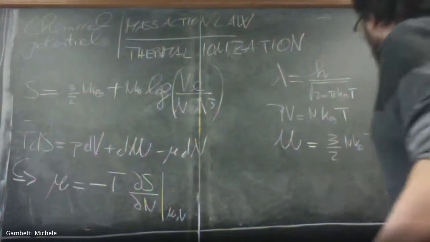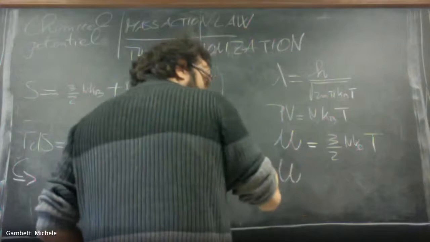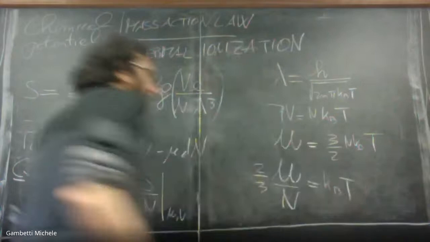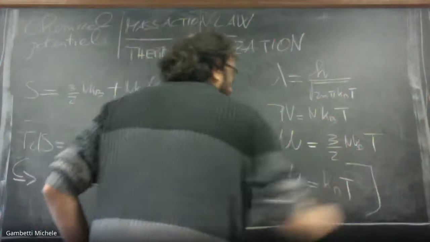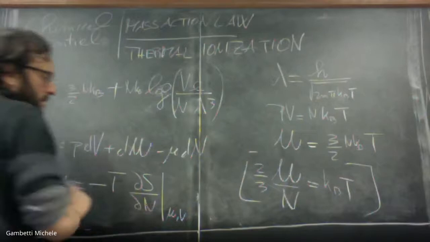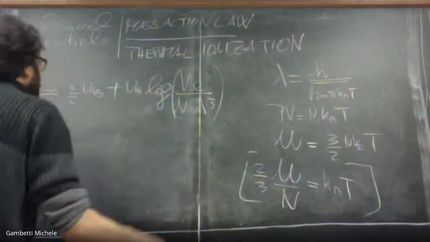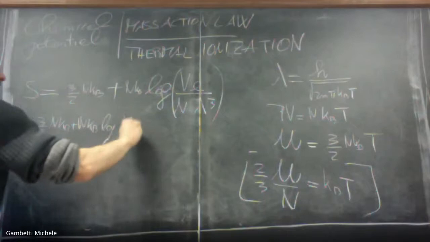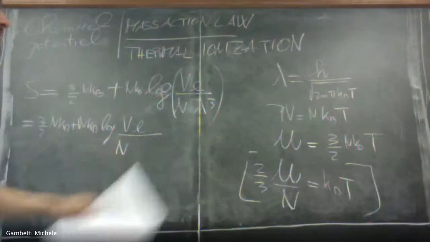So I have that 2/3 U divided by N is equal to k_B T. Now I can write this formula. You have to compute minus the derivative of entropy with respect to particles at fixed internal energy and volume. So now let me write again this equation in the following way: this is 3/2 N k_B plus N k_B times the logarithm of V e, then I have N, and then I have lambda cubed.